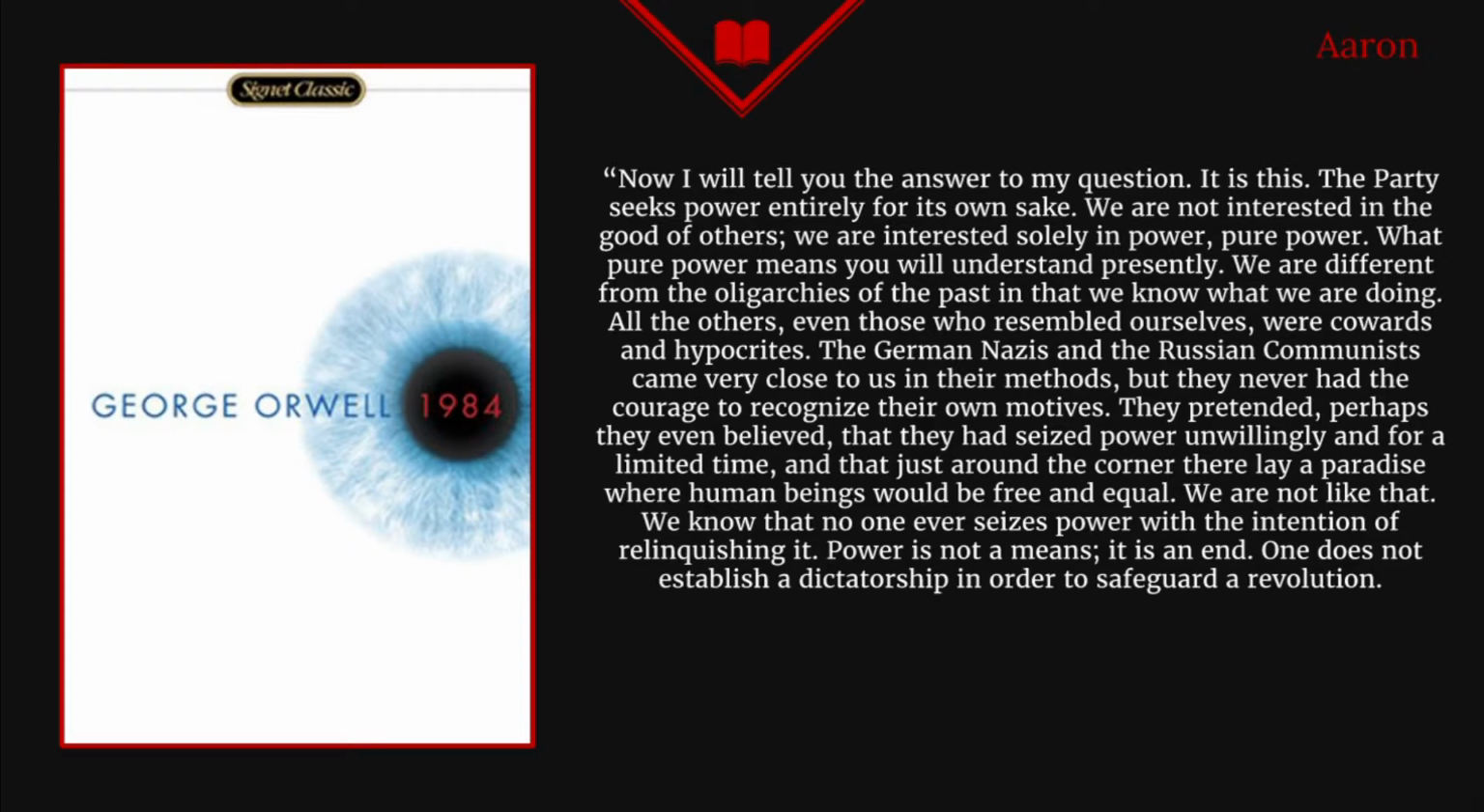The German Nazis and the Russian communists came very close to us in their methods, but they never had the courage to recognize their own motives. They pretended, perhaps even believed, that they had seized power unwillingly and for a limited time, and that just around the corner there lay a paradise where human beings would be free and equal. We are not like that. We know that no one ever seizes power with the intention of relinquishing it. Power is not a means, it is an end.